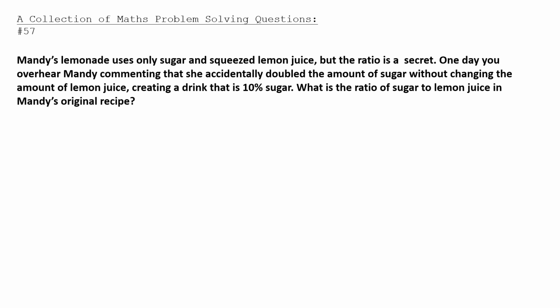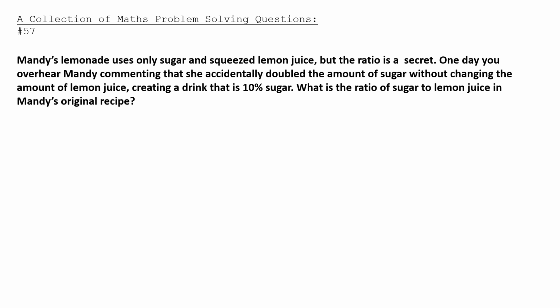Mandy's lemonade uses only sugar and squeezed lemon juice, but the ratio is a secret. One day you overhear Mandy commenting that she accidentally doubled the amount of sugar without changing the amount of lemon juice, creating a drink that is 10% sugar. What is the ratio of sugar to lemon juice in Mandy's original recipe?